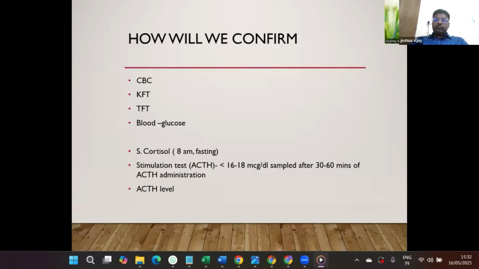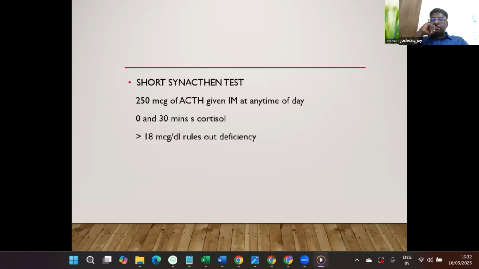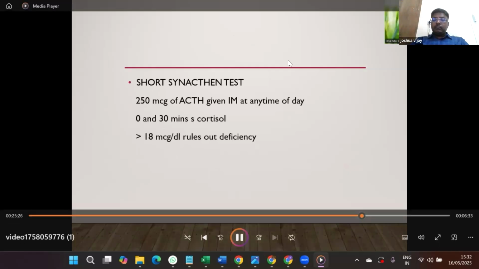If the value is less than 16 to 18 microgram per deciliter, sampled 60 minutes after ACTH administration, it confirms the diagnosis. Then, to know whether it is primary or secondary hypoadrenalism, we can do the ACTH level. The short synacthen test is quite common when we discuss adrenal insufficiency.